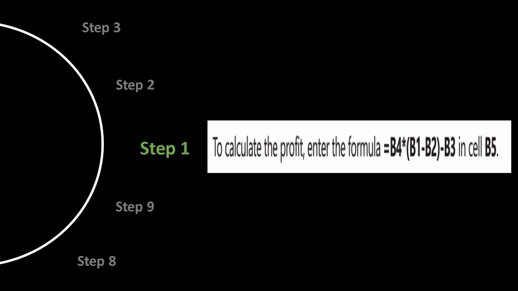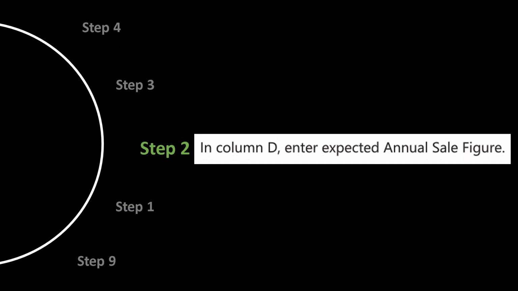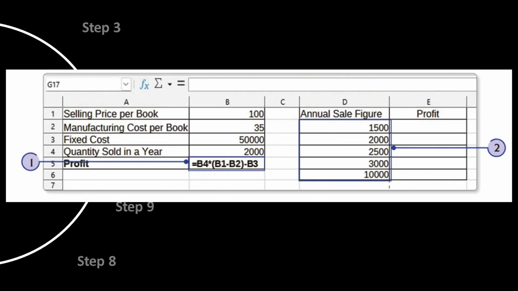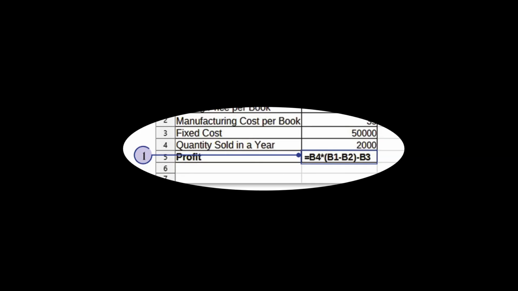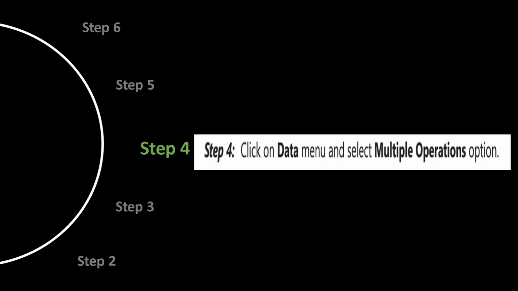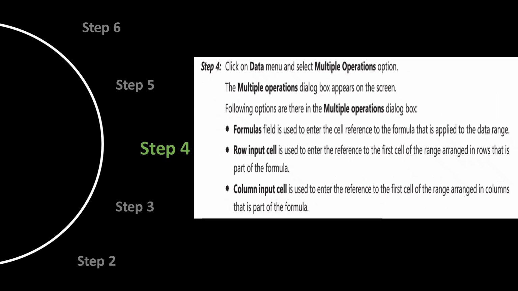Step 1. To calculate the profit, enter the formula as shown here in cell B5. Step 2. In column D, enter the expected annual sales figures, as you can see in Step 1 and Step 2 in the image. Step 3. Select the range D2 to E6. This will select the values in column D and the empty cells of column E. Step 4. Click on the Data menu and select the Multiple Operations option. The Multiple Operations dialog box appears on the screen.